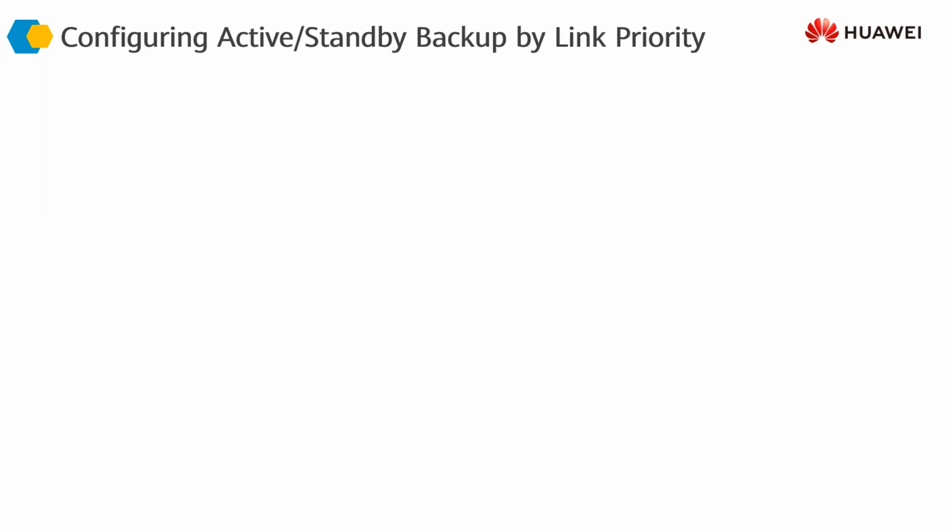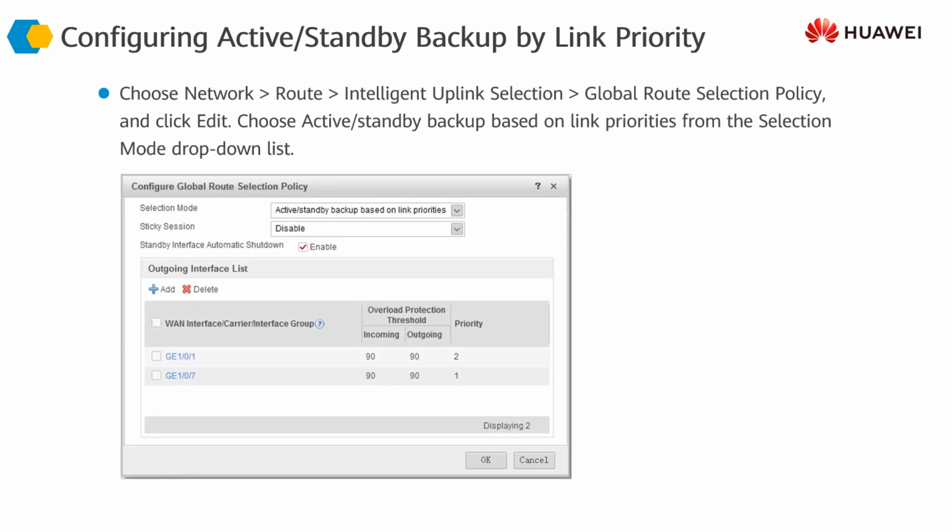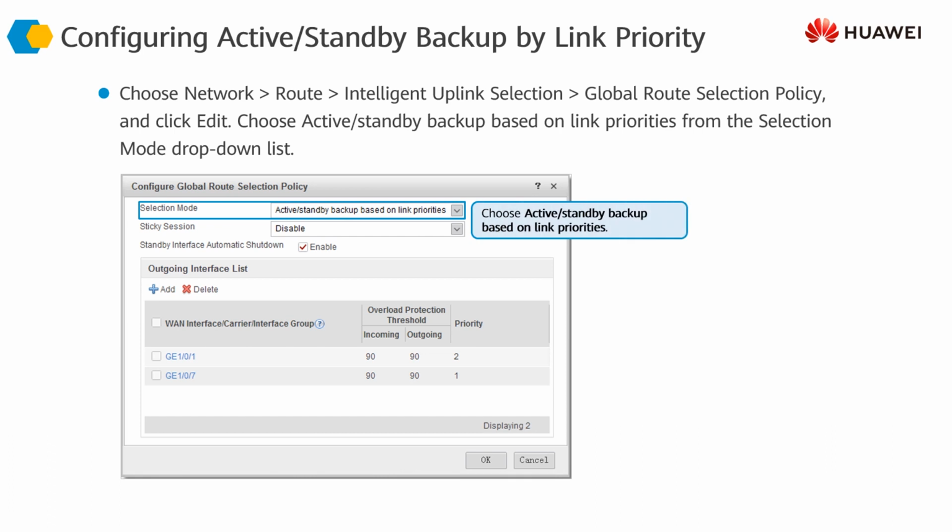Its configuration once again is fairly simple and similar to how we did the configuration earlier. You select the selection mode as active standby, backup based on link priorities, and then we select the links and they are going to be preferred based on the priorities of these links. And there is another concept here which we have been seeing in the previous slides as well, however we did not discuss it, but now is the time to discuss this concept, that is of sticky session.